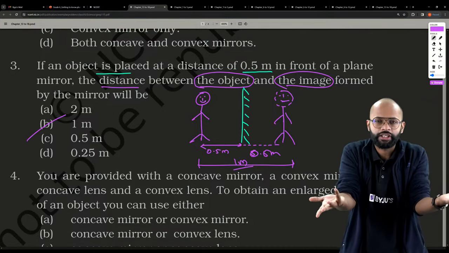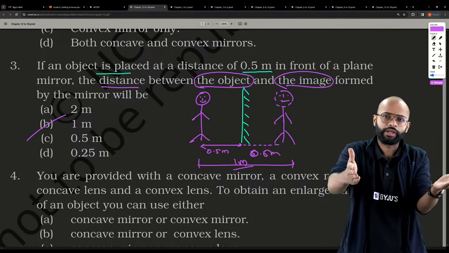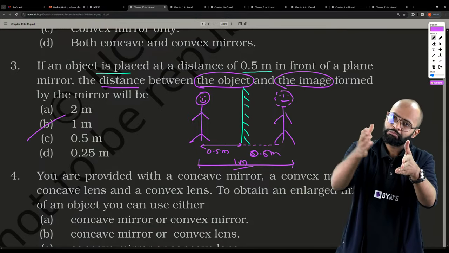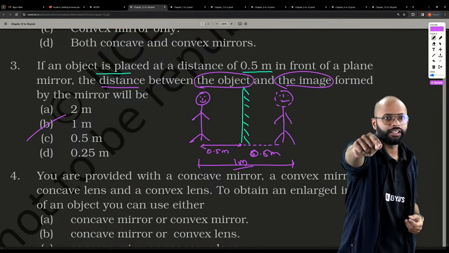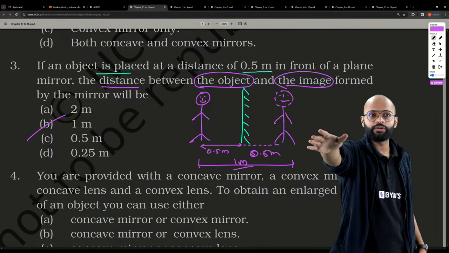Distance between what? Object and mirror. Okay. Between image and mirror. Okay, but between object and mirror will be double. Yes or no? Hai na? Yes, Anu, I have covered all the things in that video.